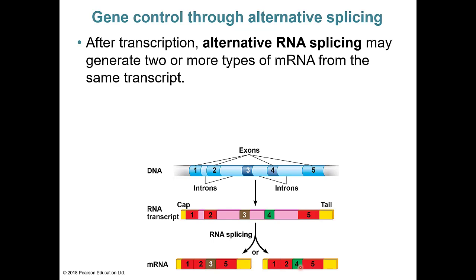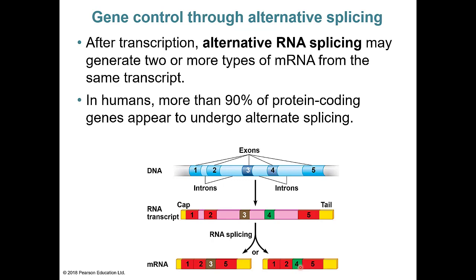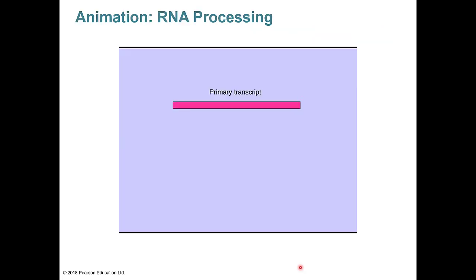Another way that we can have different cells doing different things is by altering the way that we splice and edit the messenger RNA that we just produced. Same transcript, but a different edited transcript and a different protein. In humans, about 90% of our protein coding genes undergo alternate splicing. So 90% of those have alternate ways that they can be spliced and get different proteins. So here we'll take a look at RNA processing.